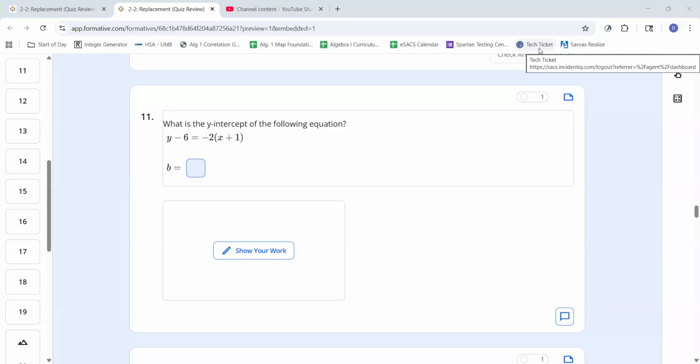All right, here we go. We're going to pick back up with the next set of problems. This question I didn't necessarily ask you straight away, but you should know how to do it. What is the y-intercept of the following equation?